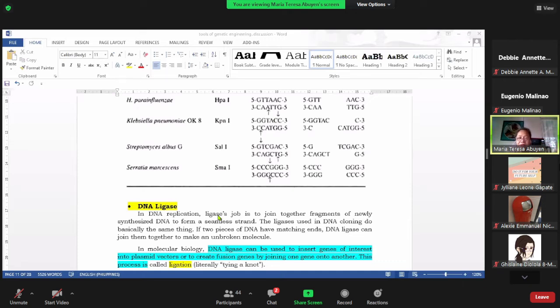How do you join it? You need glue. You can't use ordinary glue. So, you will use the DNA ligase. It is the ligase's job to join together fragments of newly synthesized DNA to form a seamless strand. So, you paste it. How do you paste it? Using the DNA ligase.